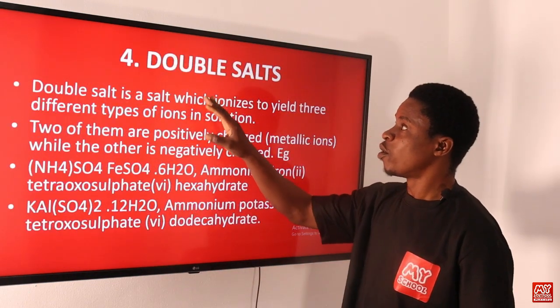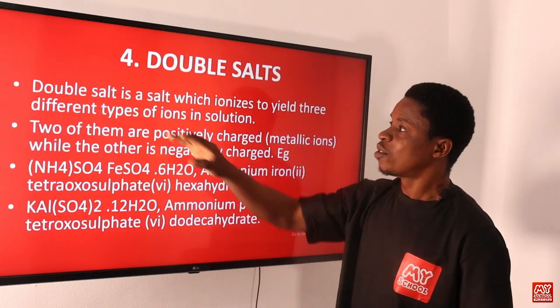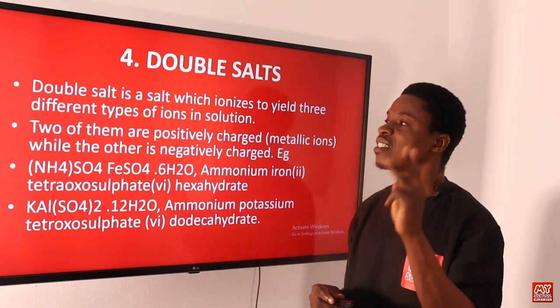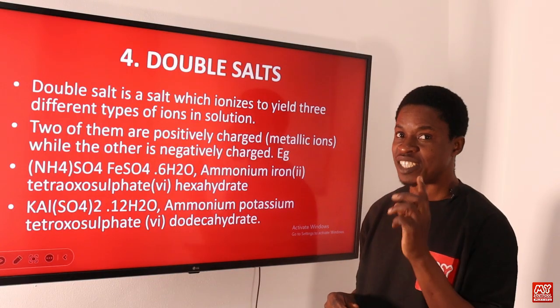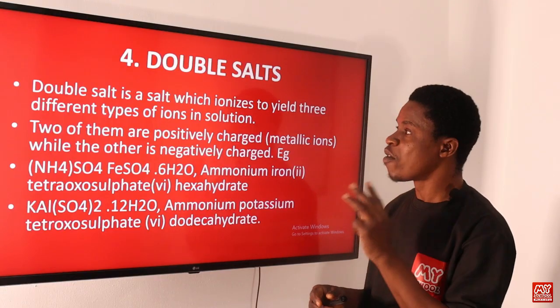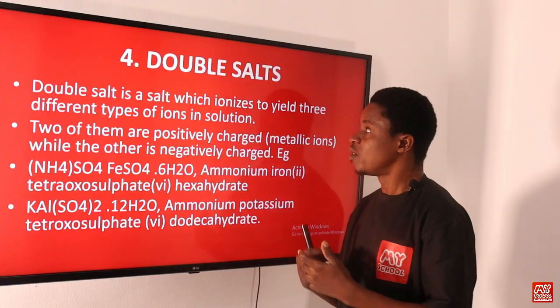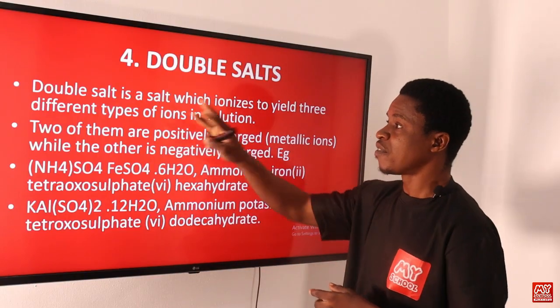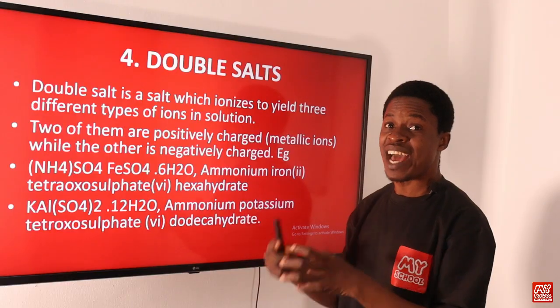The fourth type of salt, double salt. A double salt is a salt which ionizes to yield 3 different types of ions in solution. Of course, that's why it's double. 3 different types of ions. When they ionize in water or in aqueous solution, you will have 3 different types of ions in the solution.